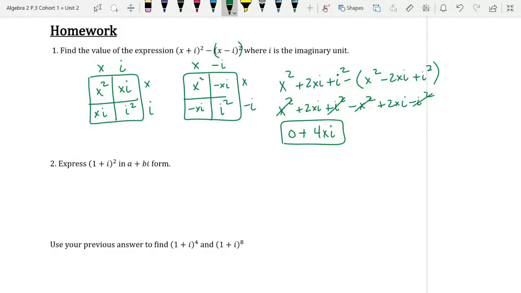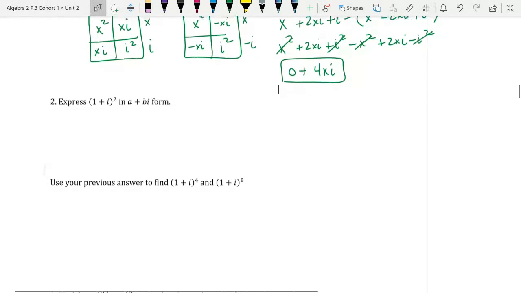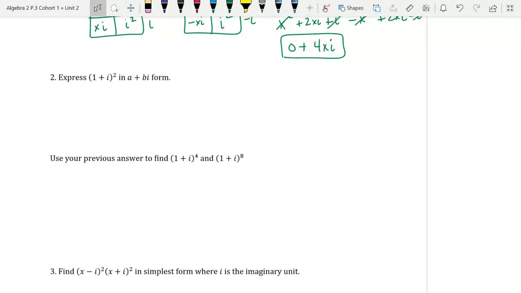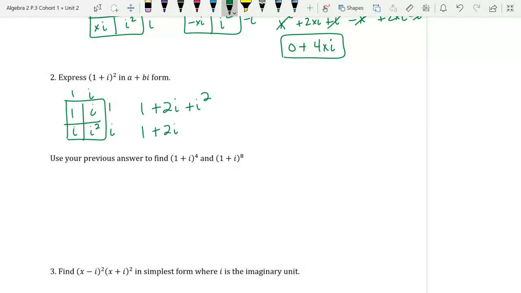Number 2 asks us to evaluate 1 plus i squared. That you can type into your calculator. I don't want you to. Let's actually do some practice here of, what do we know? So I'm going to get 1 plus 2i plus i squared. i squared, remember, is -1. Positive 1 and -1 cancel, so this becomes 0 plus 2i.